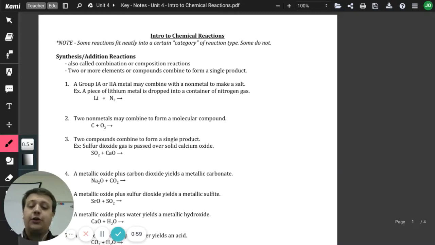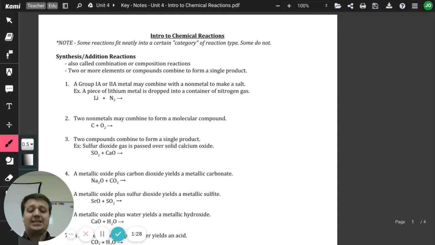Now for this, there is something I want to note. Some reactions are going to fit perfectly into the categories here, so either synthesis or decomposition or whatever, right? Most of these reactions are going to fit into a certain category and they are going to be that type. Some of them do not, and we'll talk about how to get through those that do not at a later time. So let's focus on these.